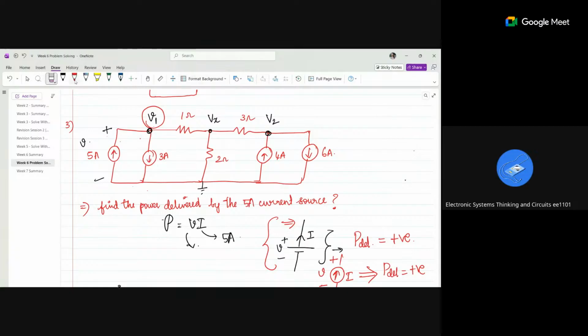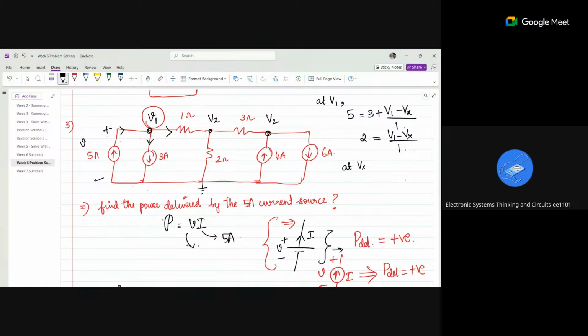Now tell me how to find this V1, Vx, V2. We can apply KCL, right? So at node V1, the current entering is 5 ampere, the current leaving is 3 ampere, and there is one resistor also. So 5 is equal to 3 plus (V1 minus Vx) divided by 1, right? This is my one equation. 2 is equal to (V1 minus Vx) divided by 1.